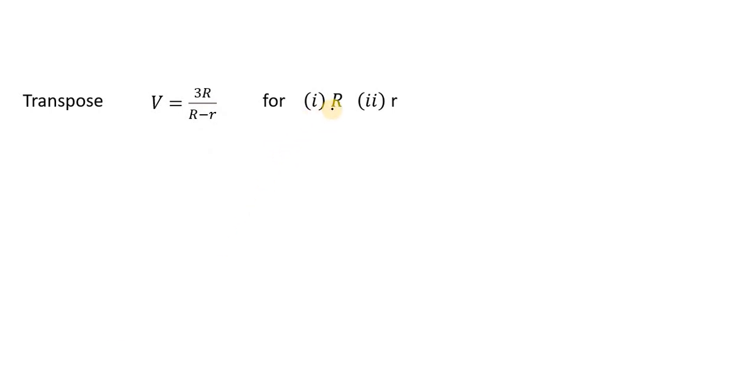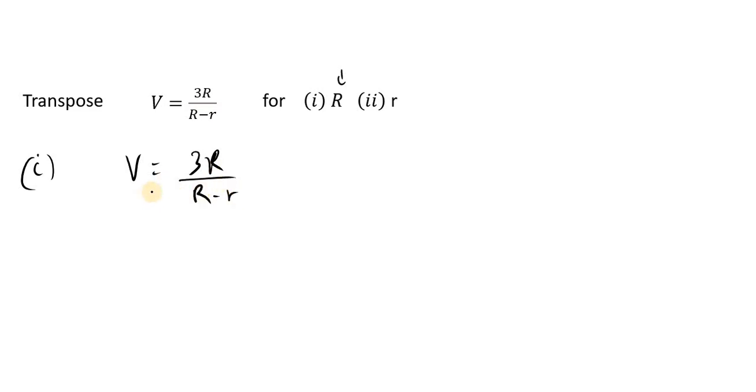Now we have two types of R. We have capital R and common R. In the first instance, we want to make the capital R the subject. And so we're going to have V equals 3R over capital R minus common R. So notice that the capital R we are trying to make the subject is in two places.